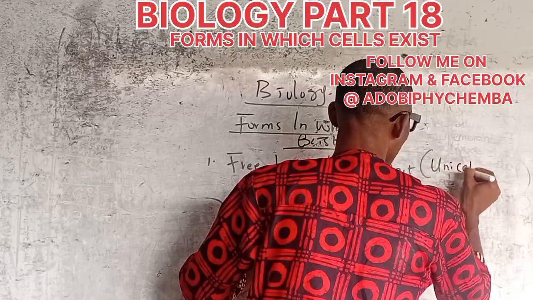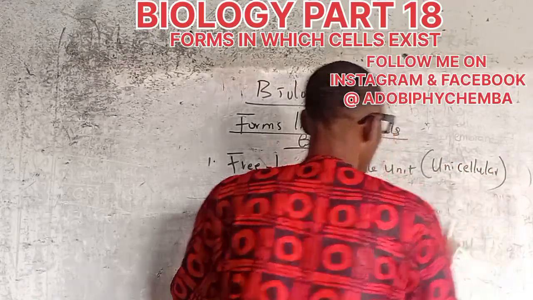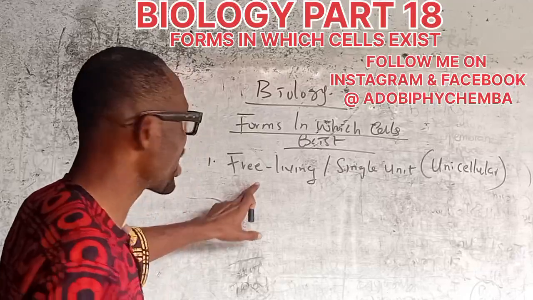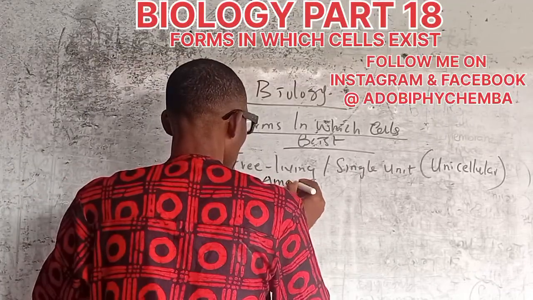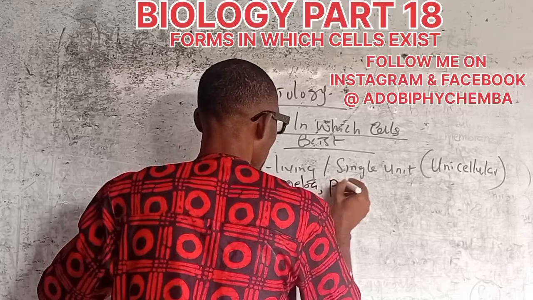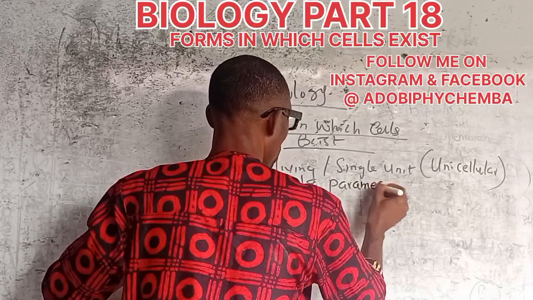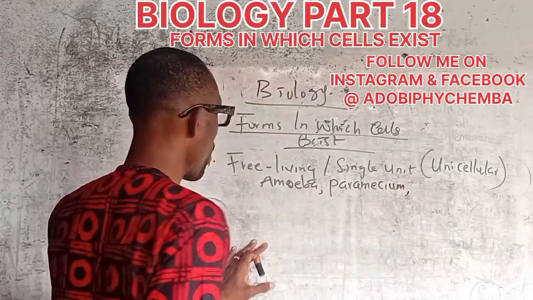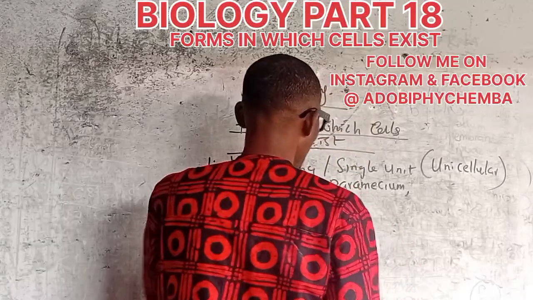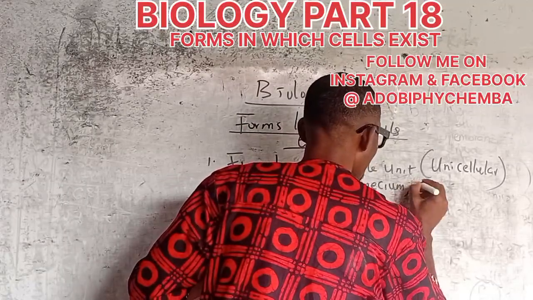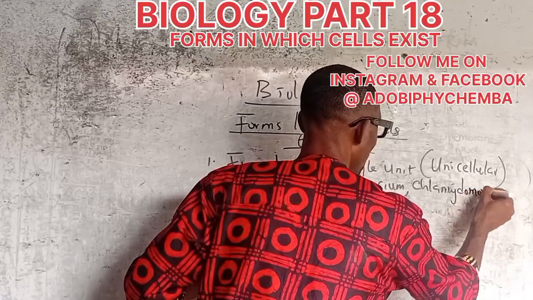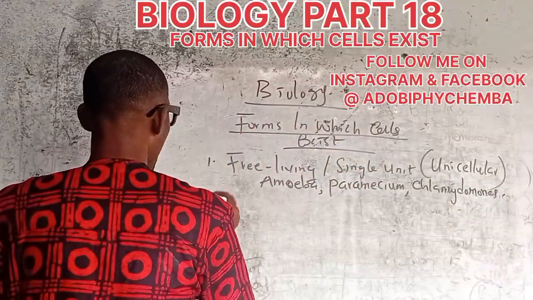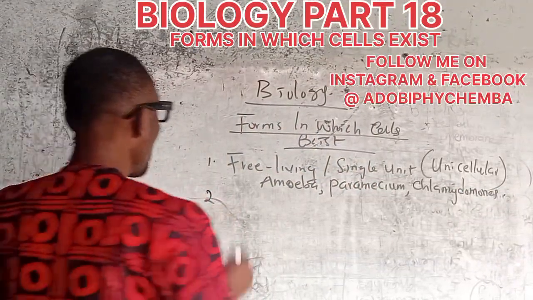unicellular organism. The cells are unicellular. Examples include amoeba, paramecium. In this group, we have amoeba, paramecium. We also have chlamydomonas, etc.